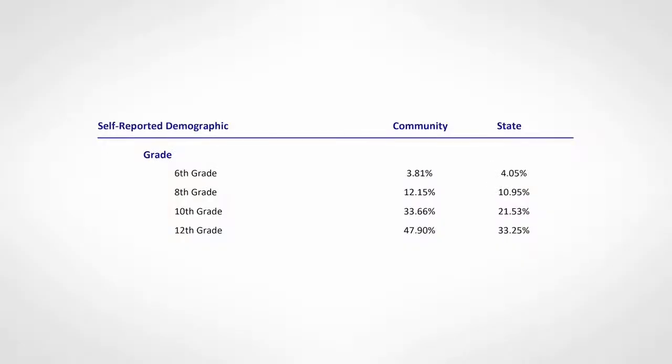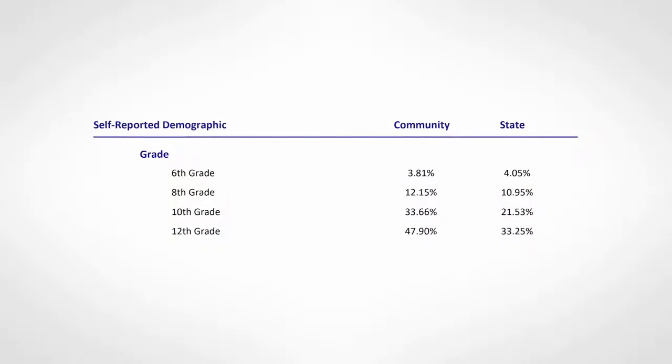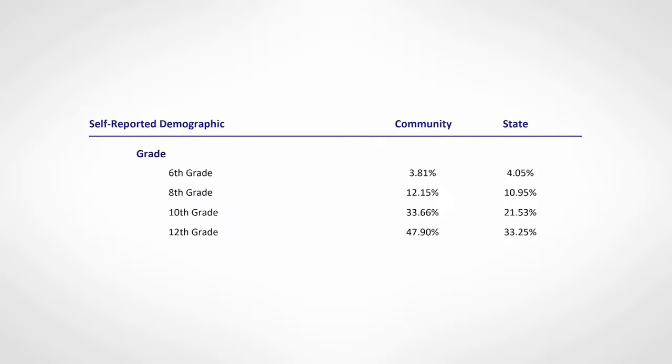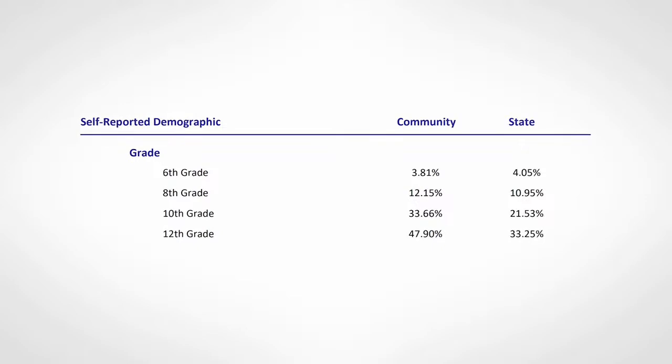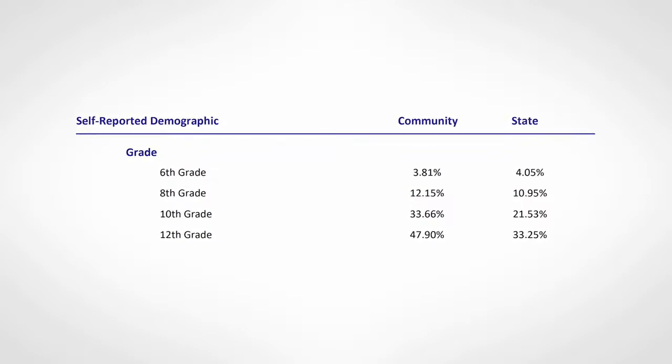And when you break that down, that's 4% of 6th graders, 12% of 8th graders, 34% of sophomores, and 48% of our high school seniors reporting alcohol use in the month leading up to the survey. And that's a year-over-year upward trend, approaching double the state averages.